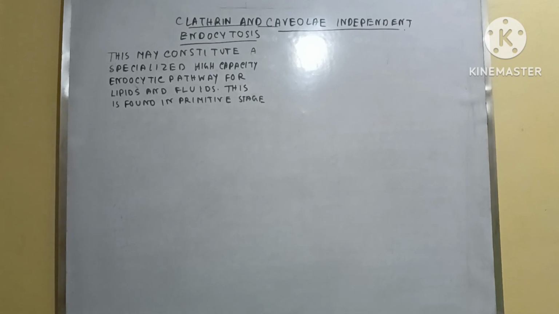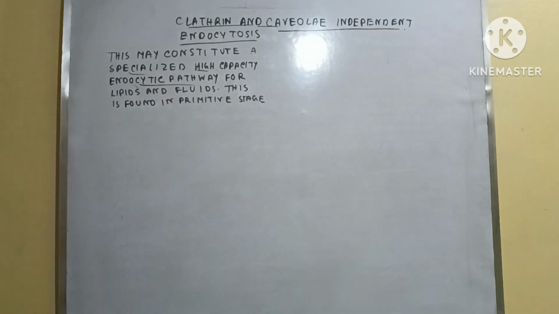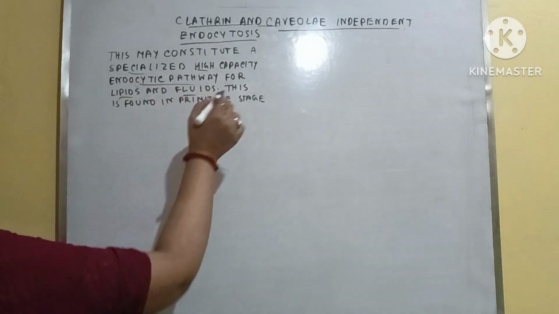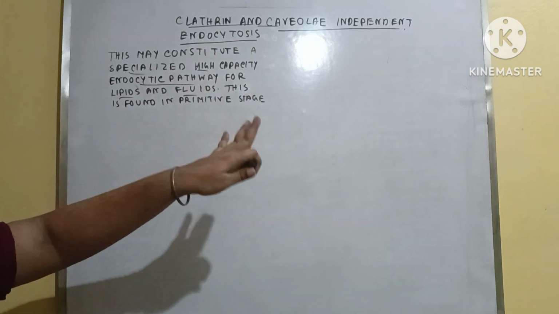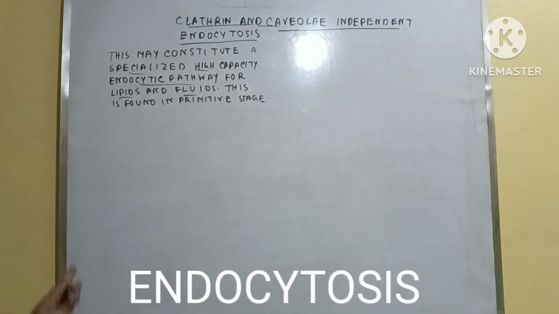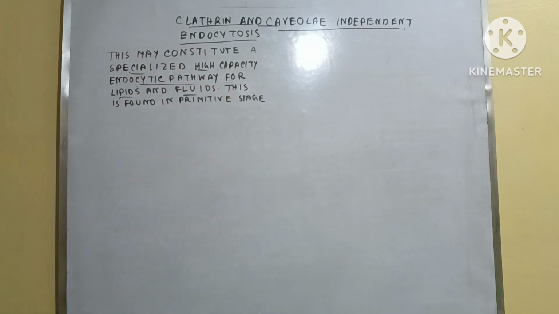So clathrin- and caveolae-independent endocytosis is actually a specialized high capacity endocytic pathway, and this is a pathway for what? Lipids and fluids. Okay, this is found in the primitive stage. As it is occurring just for lipids and fluids, obviously with a specialized high capacity way, this is totally another kind of endocytosis.